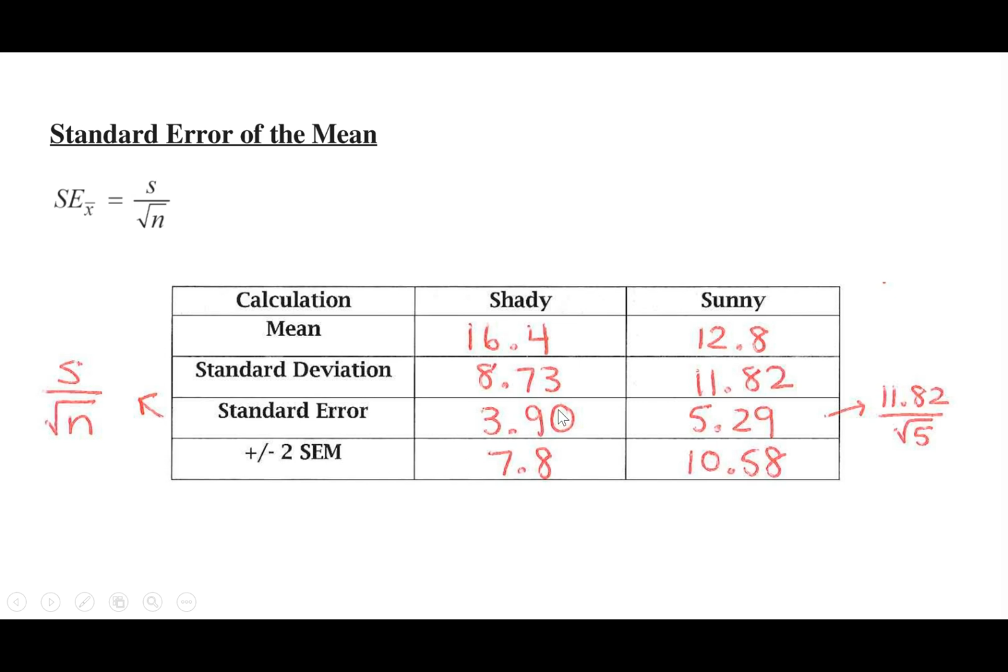So to figure this out, all I did was multiply this number by 2, got 7.8, multiply this number by 2, 10.59, okay? So this is what I'm going to use now to graph my standard error bars. I'm going to show you how to do that next.